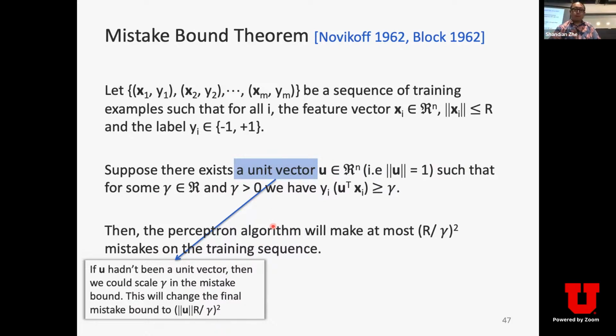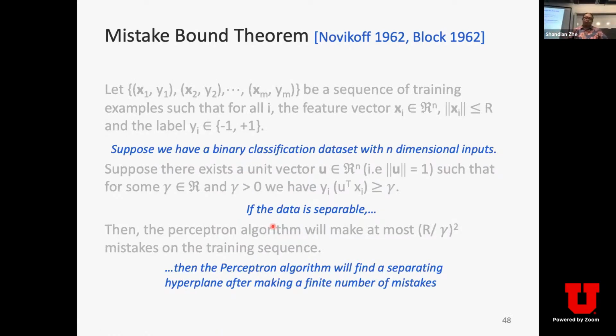Okay, so the Novikoff mistake bound theorem can be very roughly summarized as follows: suppose we have a binary classification data set with n-dimensional inputs. If the data is linearly separable, then the perceptron algorithm will find a separating hyperplane after making a finite number of mistakes. That's roughly what the mistake bound theorem tells us. Any questions so far before we proceed to the proof step? Everyone's comfortable?